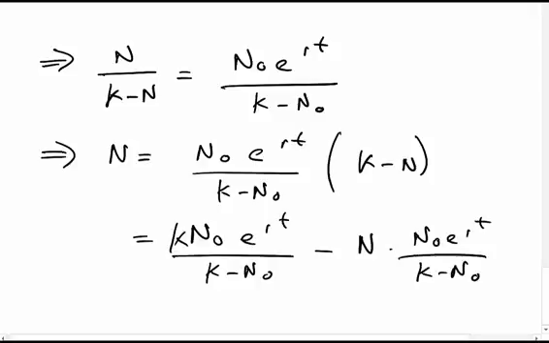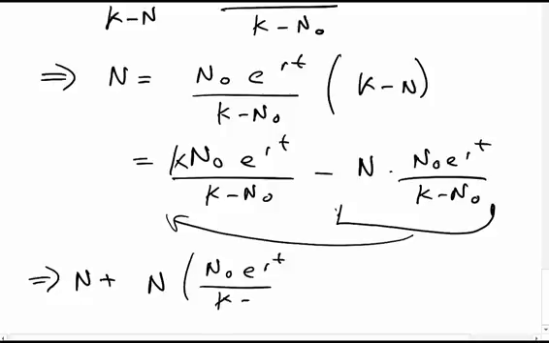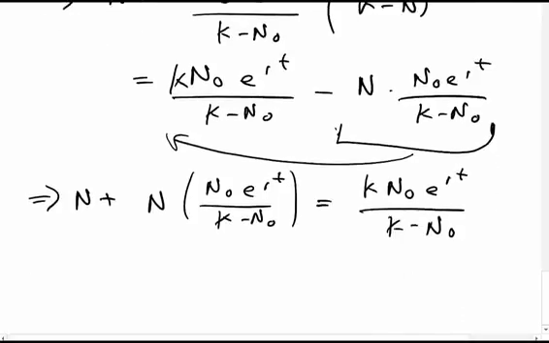I'm going to take this second term over to the right hand side. So what I end up with is n plus n times n naught e to the rt over k minus n naught, and that's all equal to k n naught e to the rt over k minus n naught. Basically what I'm just doing is making n the subject of the formula.